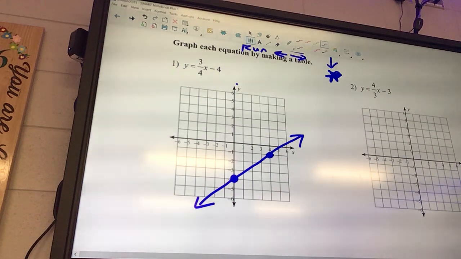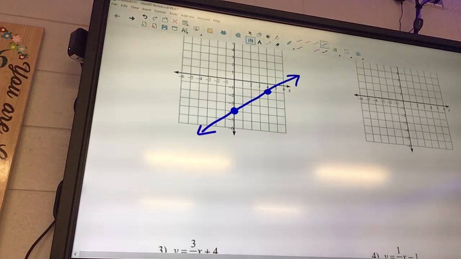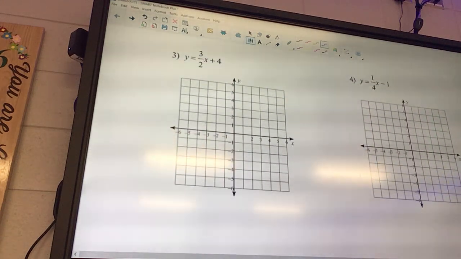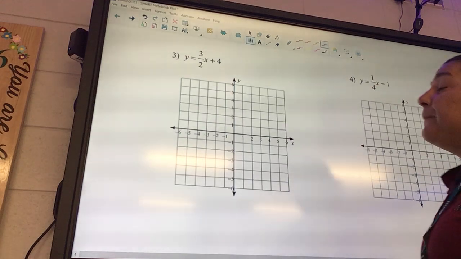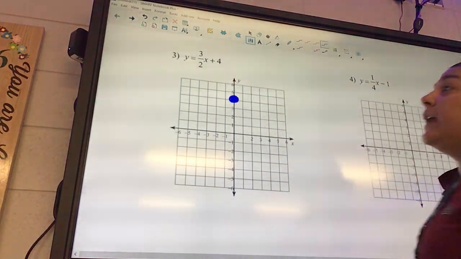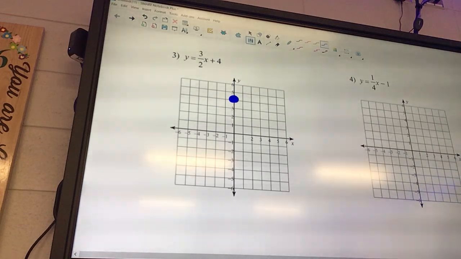So most of these should go pretty quick today, to be honest. And again, count. Don't try to copy, count. There's a big difference between counting and copying. Look at number 3. Where does that graph start? Where does the graph start at? At 4. And here's where it gets tricky for some students.